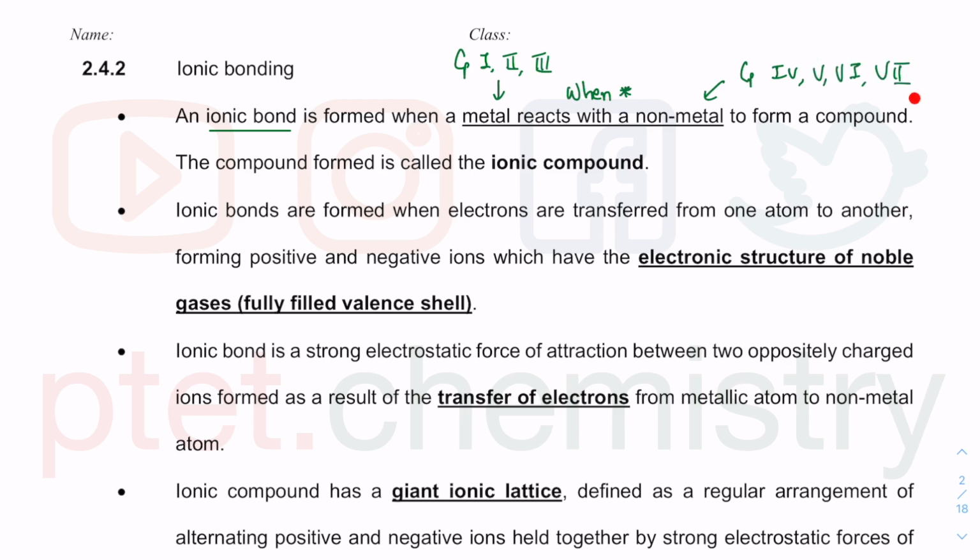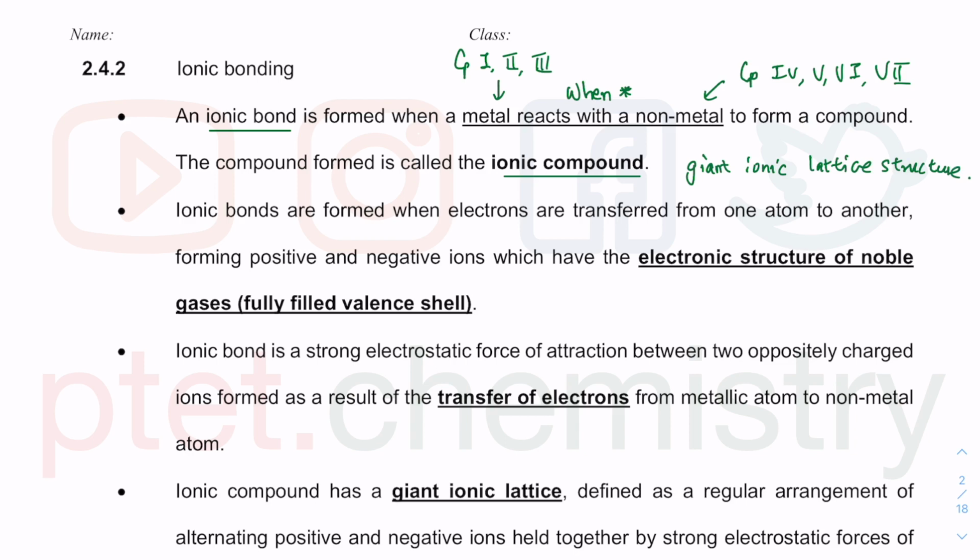So these Roman numerals are how we represent a group number. They are as stated in your periodic table, which is given in an exam. The compound is called ionic compound, but the structure is going to be giant ionic lattice structure. Your bonding is going to be called ionic bond, formed between a metal and a non-metal.